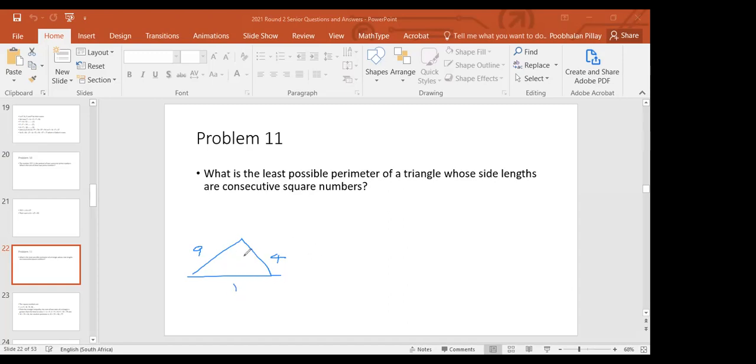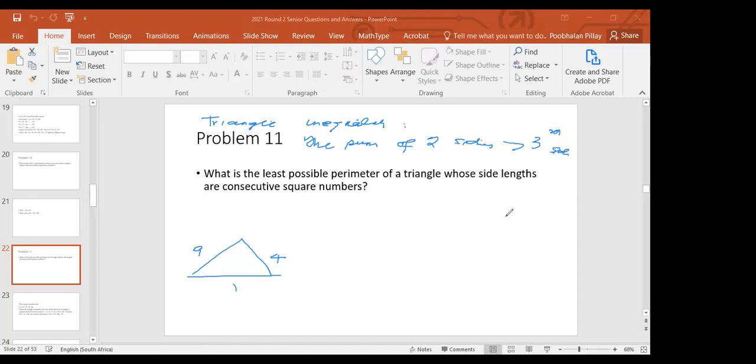But this cannot be the answer, because there's no triangle like this. There is a famous, very important fact, which is called the triangle inequality. Very important. The triangle inequality says that the sum of two sides of a triangle is always greater than the third side. It's always greater than the third side in any triangle.